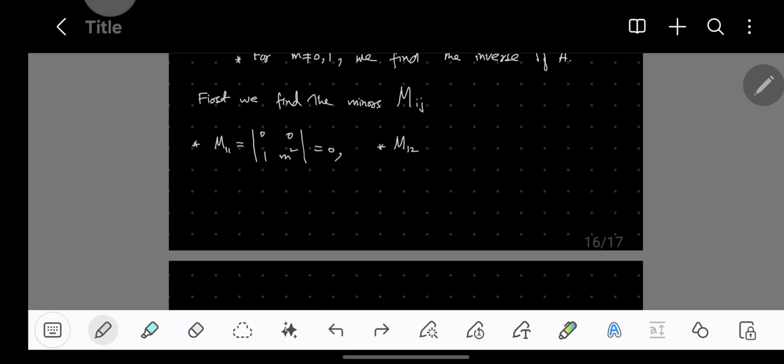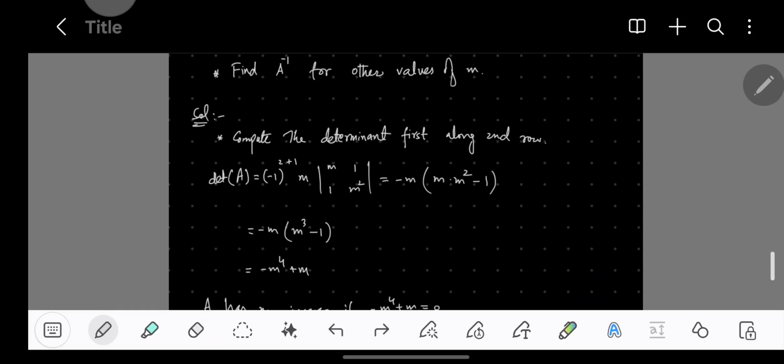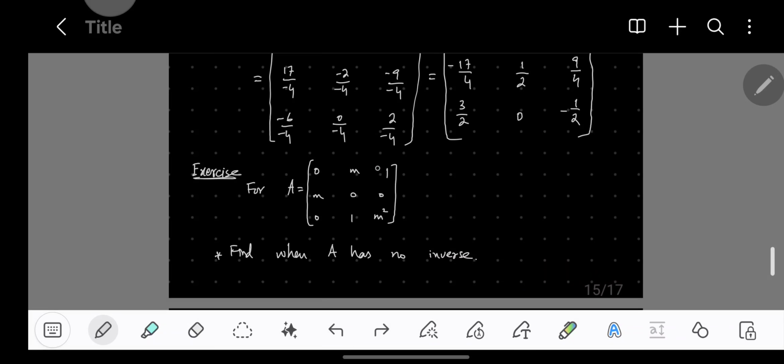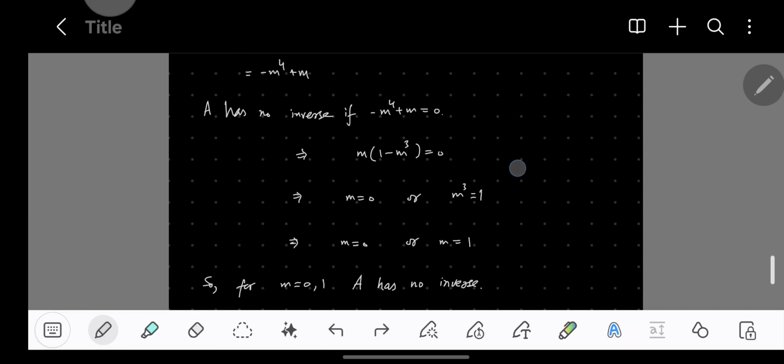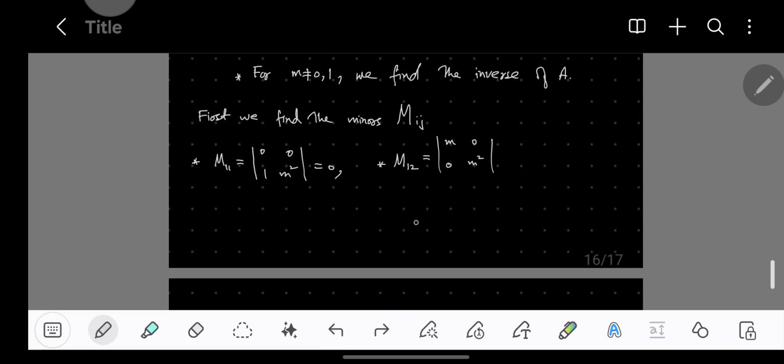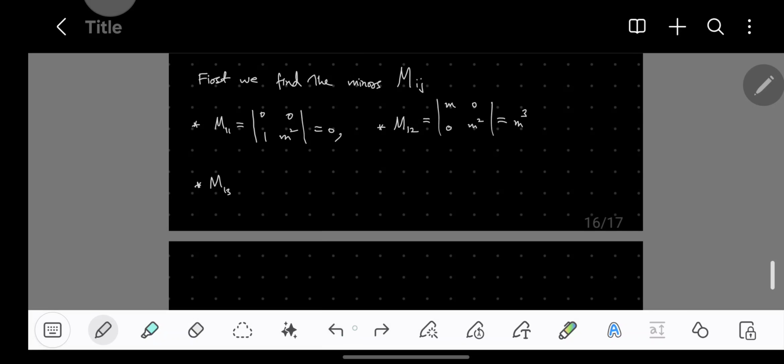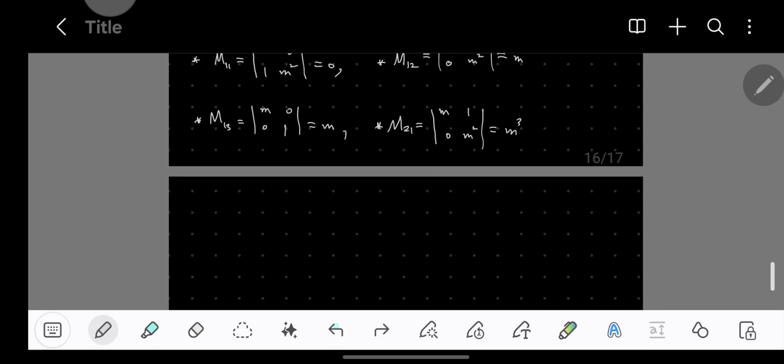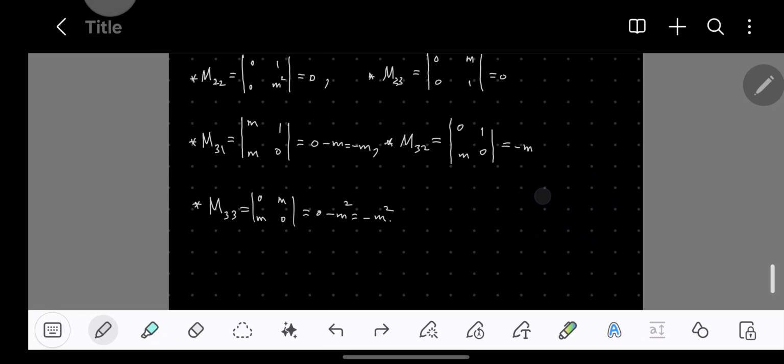Similarly, for the second minor we will write m12, which is the first row and second column. The rest is the second minor. You can check that. If I calculate its value, it is equal to m cube. Similarly, m13 is this, m21 is this, and the rest of the values are here.